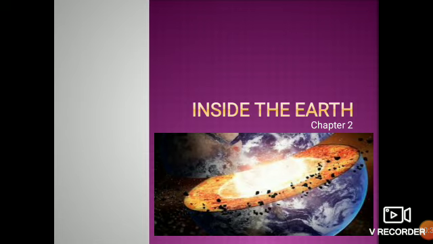Basically, we have got some direct and indirect sources to know about the interior of the earth. Earthquakes, volcanic eruptions, and deep mining activities provide information and clues which help us to know about the interior of the earth.